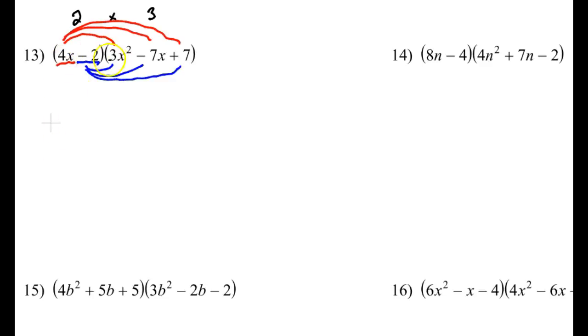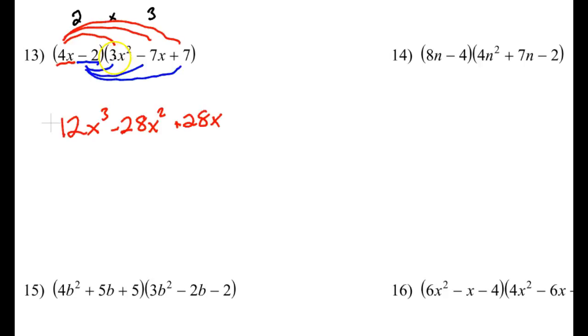Okay. 4x times 3x squared, so 4 times 3 is just 12. X times x squared is x to the third. 4 times negative 7 is negative 28. There we go. And x times x is x squared. 4x times 7 is just plus 28x. Halfway done. We got 3. We need 3 more. So do the second term here.